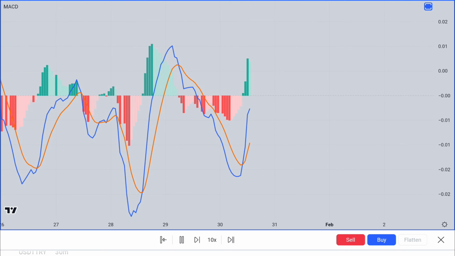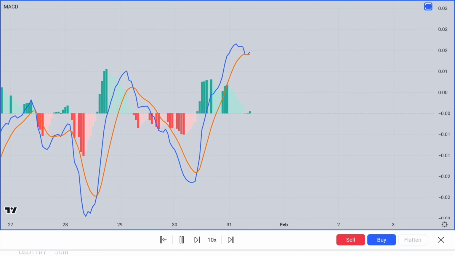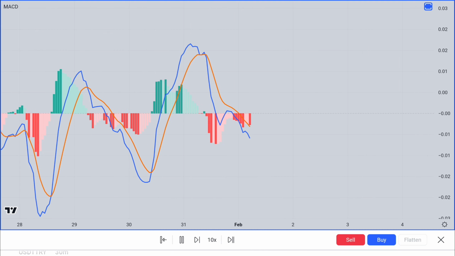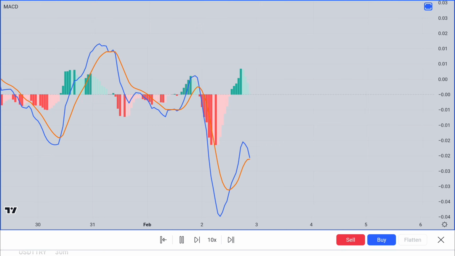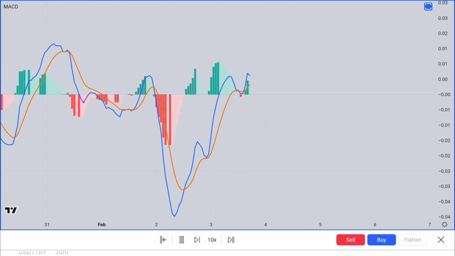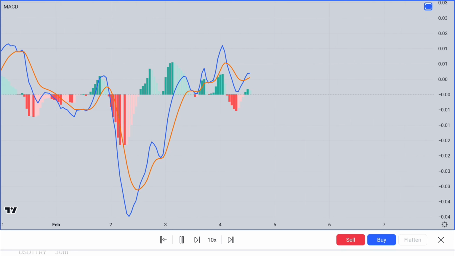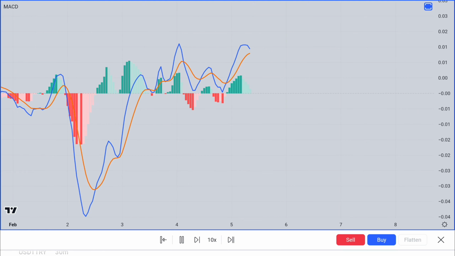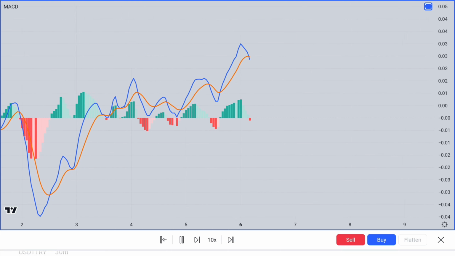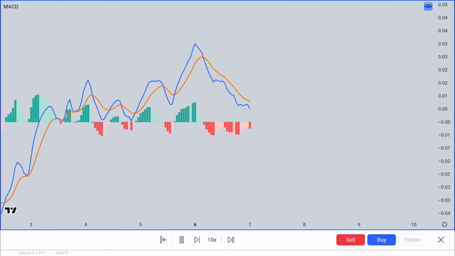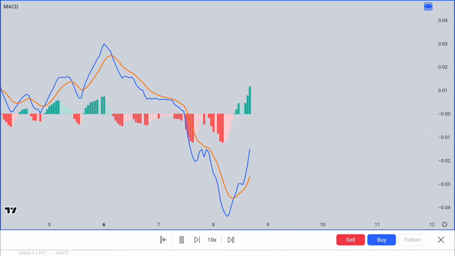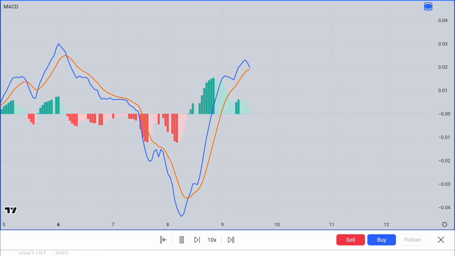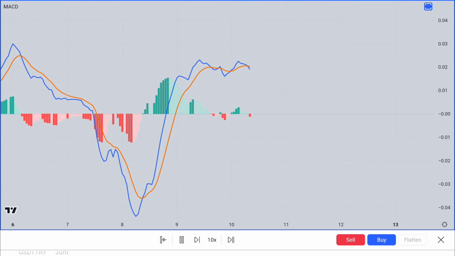MACD, moving average convergence divergence, is a momentum indicator that tracks the intersection and divergence of moving averages. MACD is calculated as the difference between two moving averages of different time frames, and it creates a line as a result. Additionally, the MACD signal line, which is the moving average of the MACD line, is also included. The MACD histogram represents the difference between the MACD line and the MACD signal line.